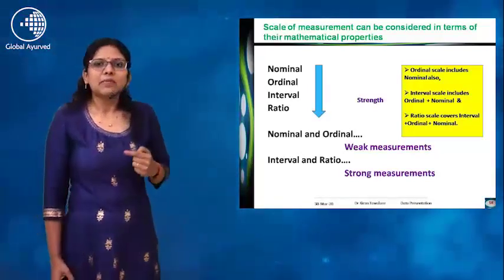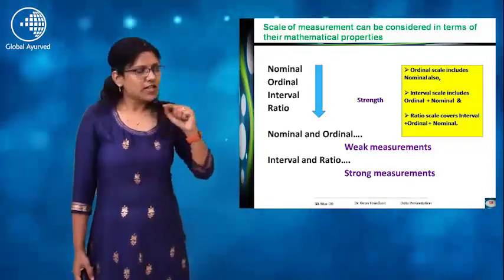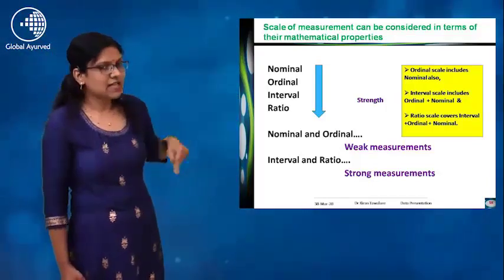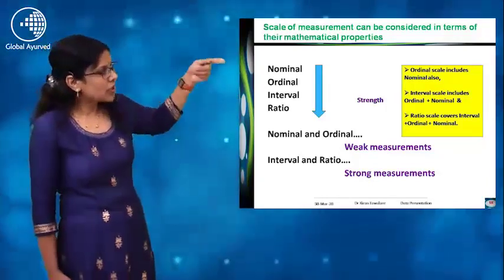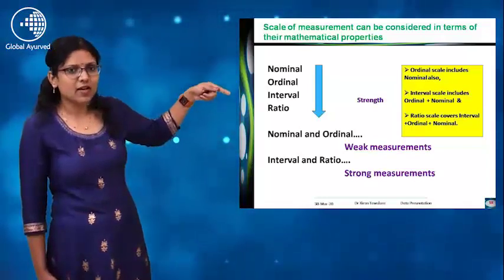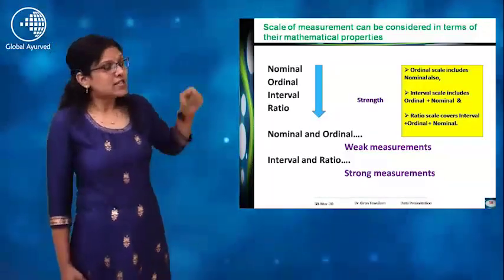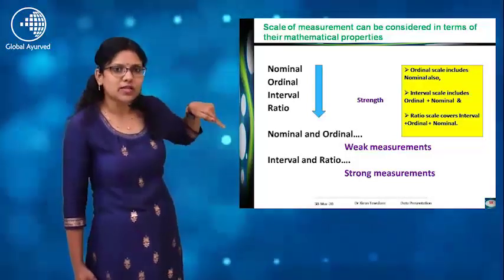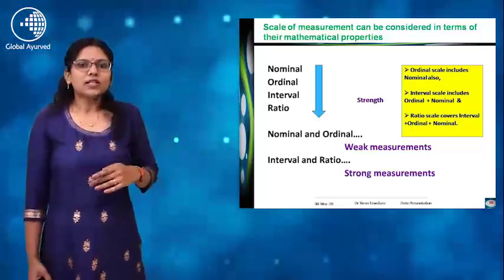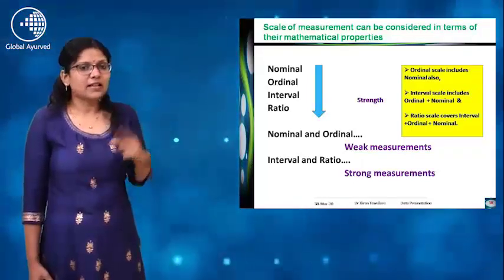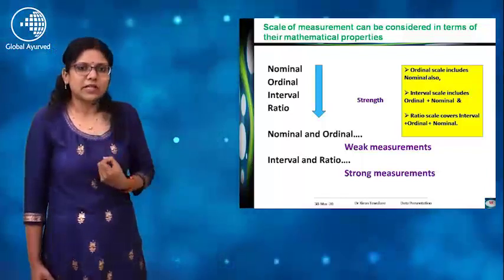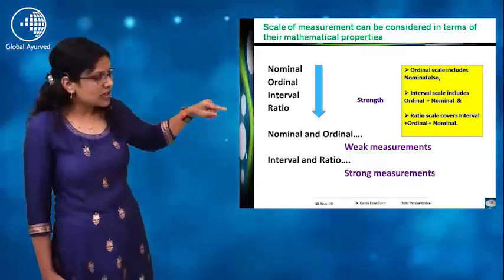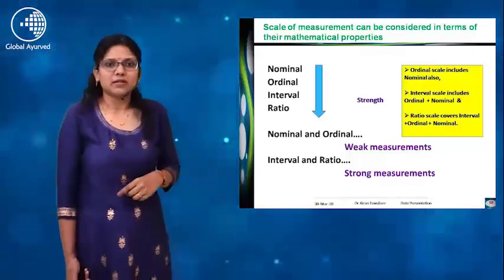Scales of measurement can be considered in terms of their mathematical properties. Here we give the scales in order. Nominal scale, stronger than that is ordinal scale, stronger than that is interval scale, and stronger still is ratio scale. The strength of scale increases because they possess more and more mathematical properties. Nominal and ordinal scales are called weak measurement scales, and interval and ratio scales are called strong measurement scales. Nominal scale is the weakest scale of measurement and ratio scale is the strongest scale of measurement.